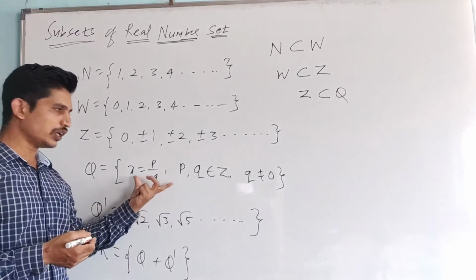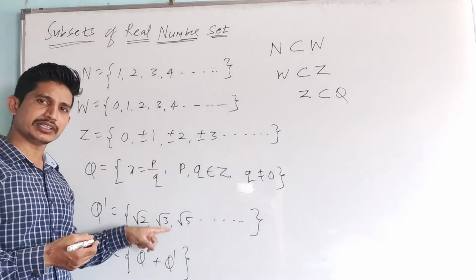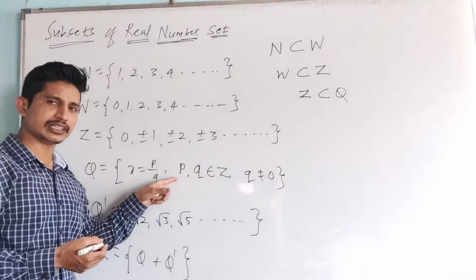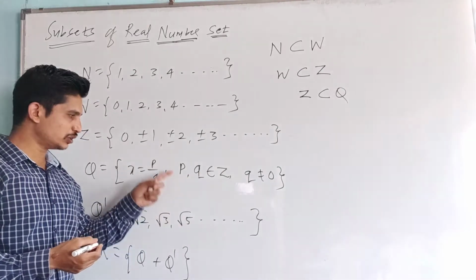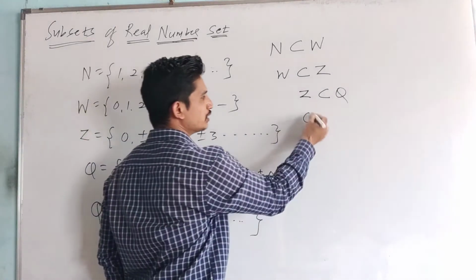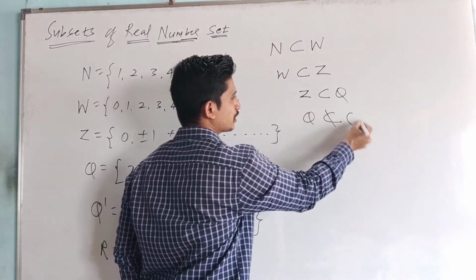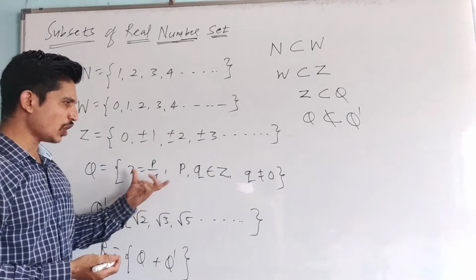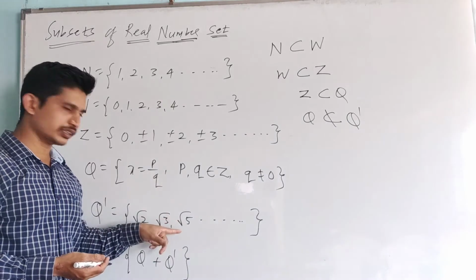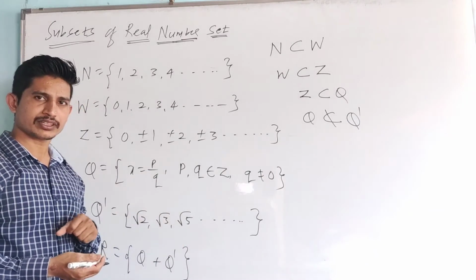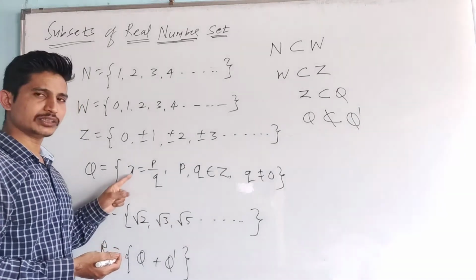Is it that all these numbers will come here? No. See, here all the integers are there and here roots are there. So these and these are totally different. That's why Q is not a subset of Q dash. Why? Because all the numbers of Q are not here. This is a different set only. So Q is not a subset of Q dash.